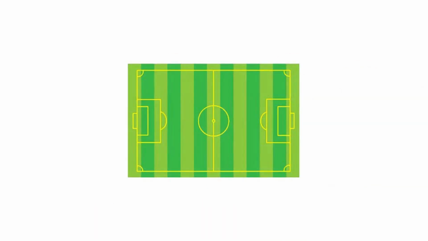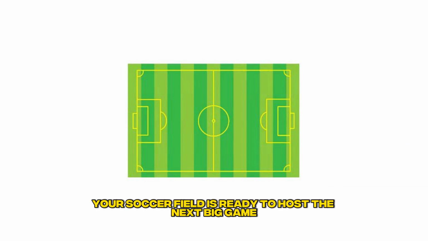Step 6. Coloring your drawing. Grab your greens and start coloring. Add some shades to the pitch. Your soccer field is ready to host the next big game.